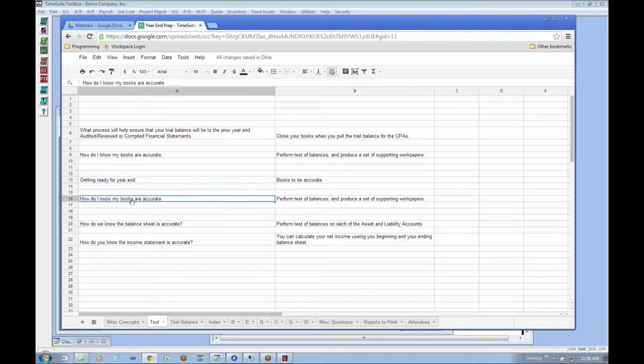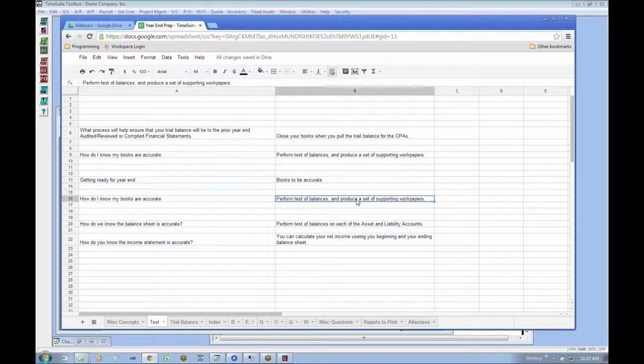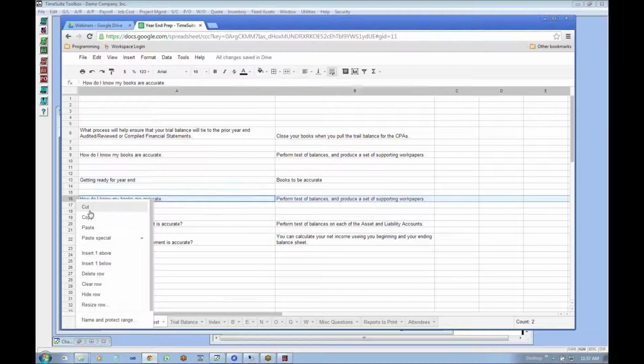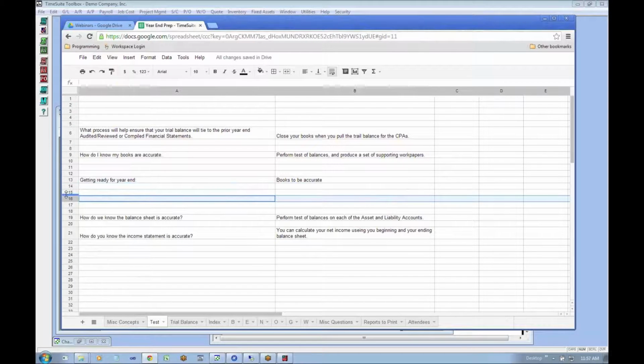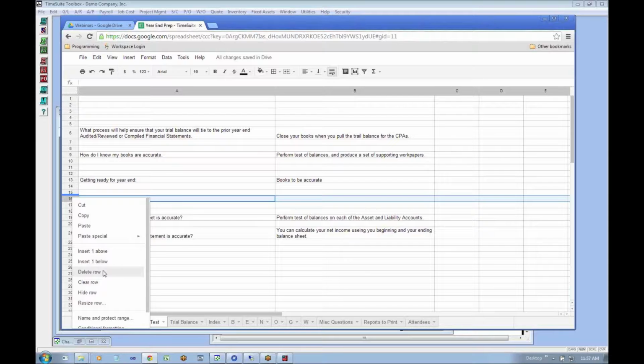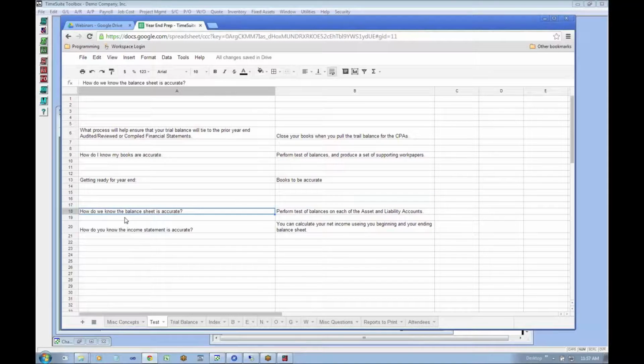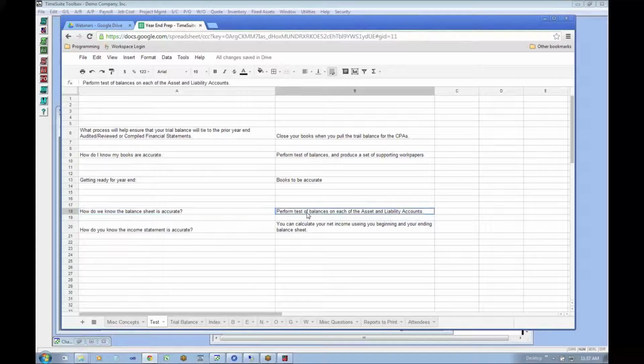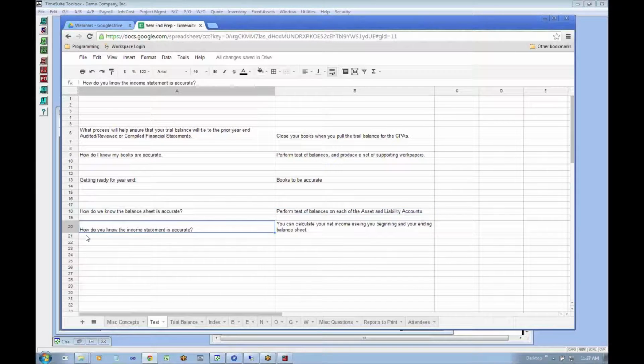So how do I know my books are accurate? Perform test of balances and produce a set of supporting work papers. Let's see, I think we have that in there 2 times. How do I know my balance sheet is accurate? Perform test balances on each asset and each liability account.